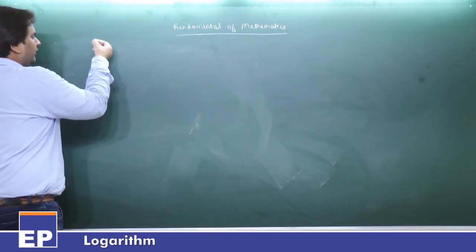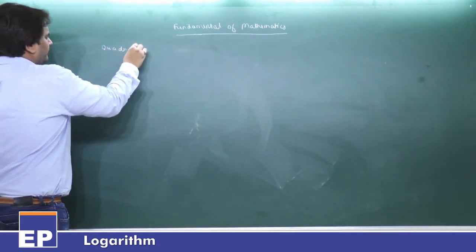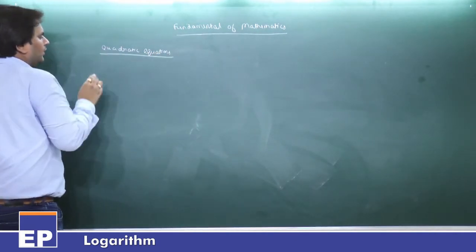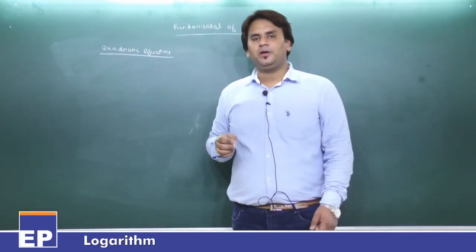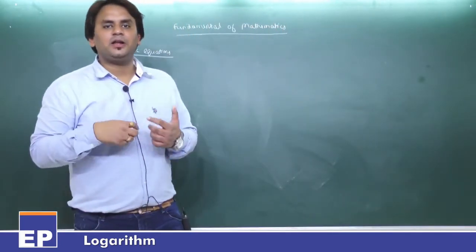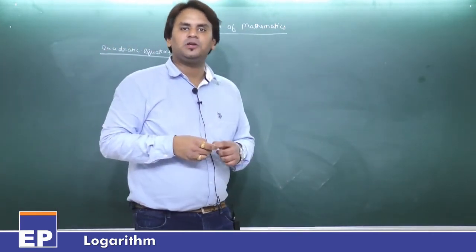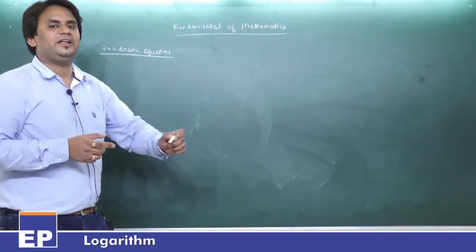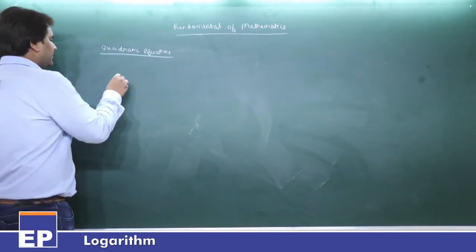Now I will let you know something about quadratic equations. What is a quadratic equation? You all have studied polynomials. In polynomials you have studied degree, linear polynomials, quadratic polynomials, cubic polynomials, biquadratic polynomials. I am talking about quadratic polynomials, which means the degree of the polynomial is 2. I am taking one example of a quadratic equation.